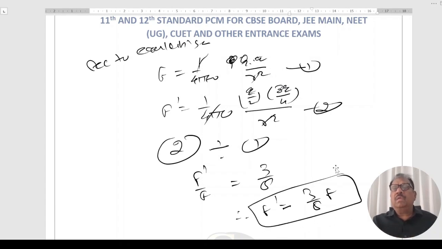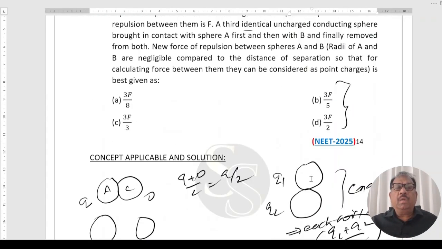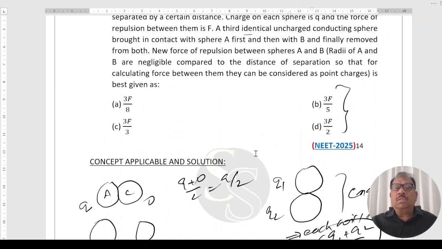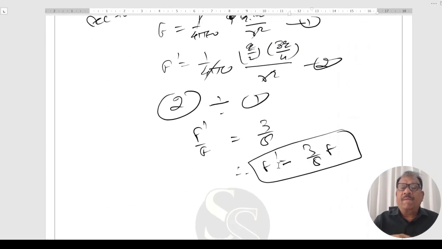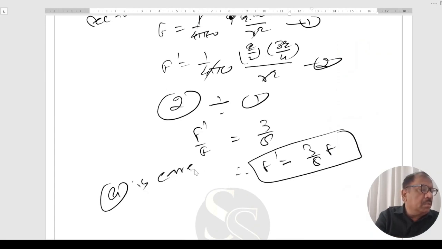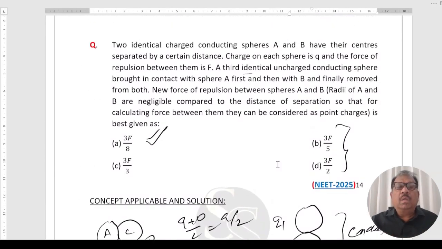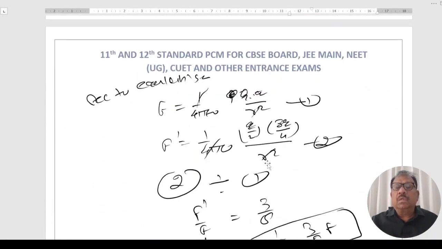Let us see the answer. 3F by 8, option A, is the correct answer.